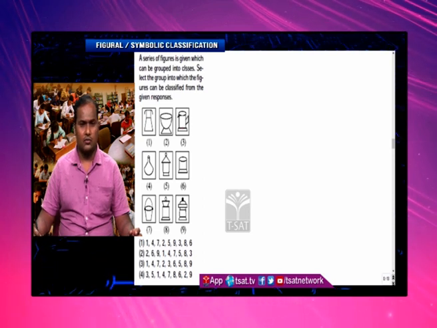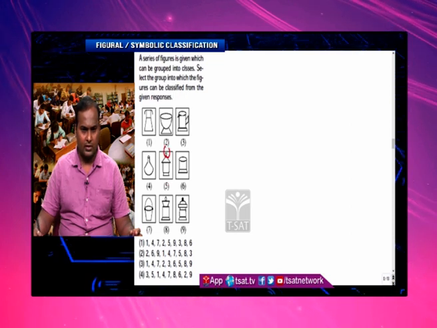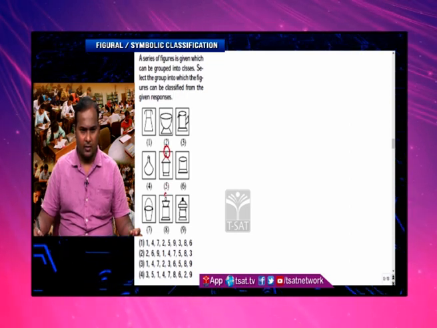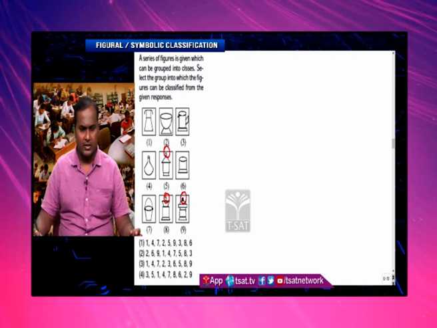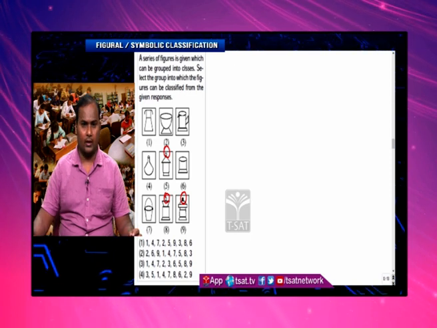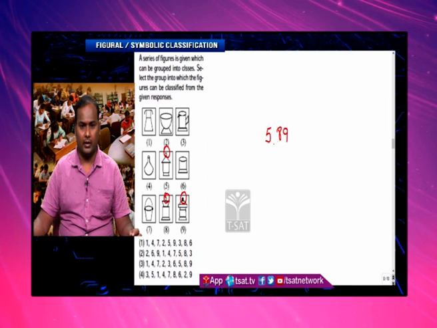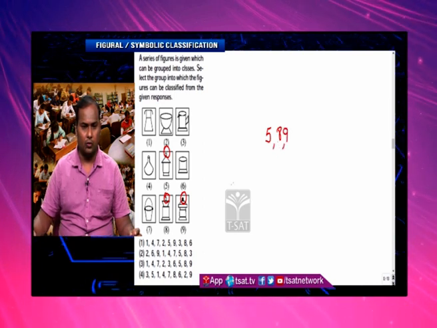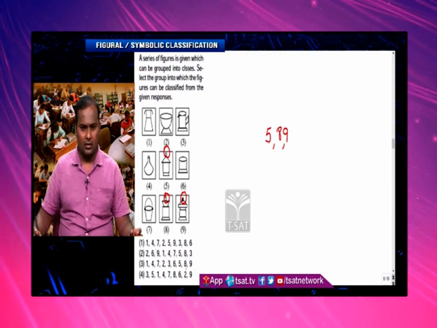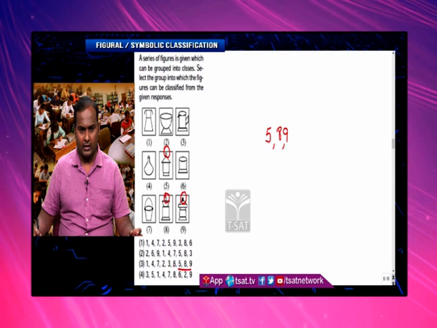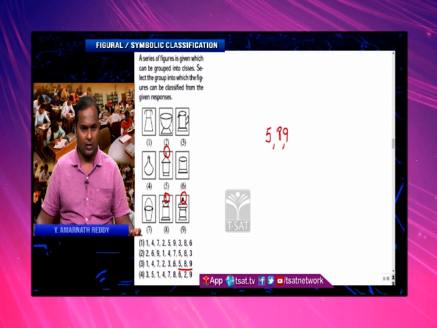So by seeing this, what I can observe is, in figure 5, the top portion is circle. In figure 8 also the top portion is circle. In figure 9 also the top portion is circle. So I can classify 5, 8 and 9 into one particular group. Directly I will check the options now, whether I will get any answer or not. There is a 5, 8, 9. So I will try to find out whether the remaining groups have any common character or not.